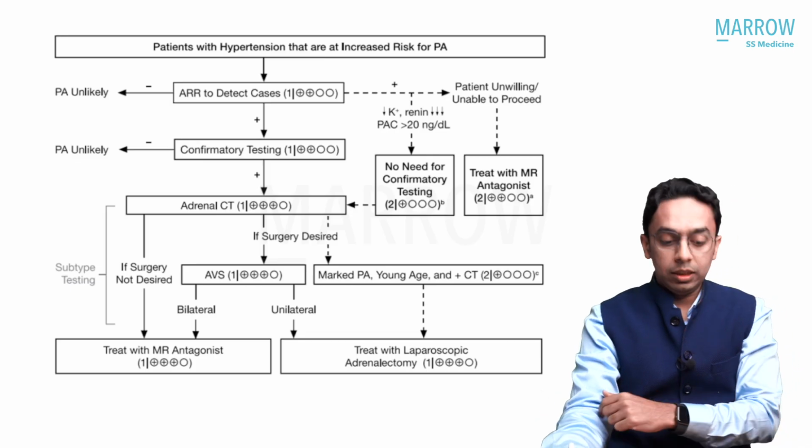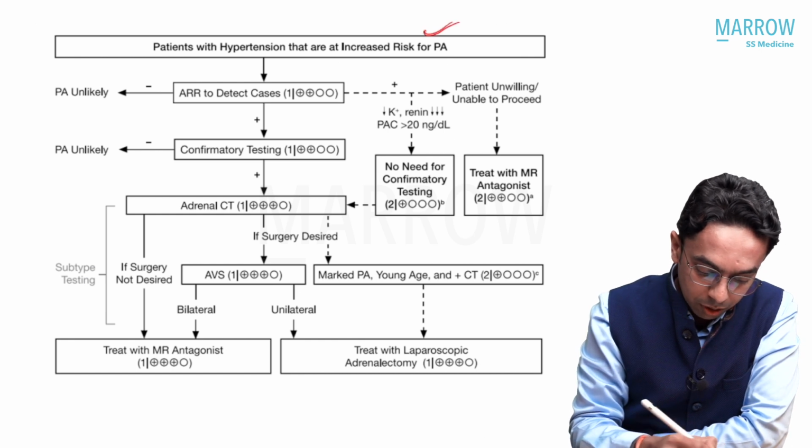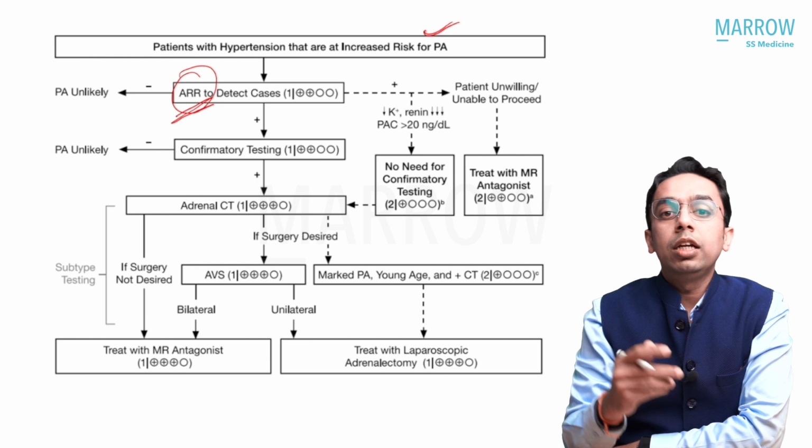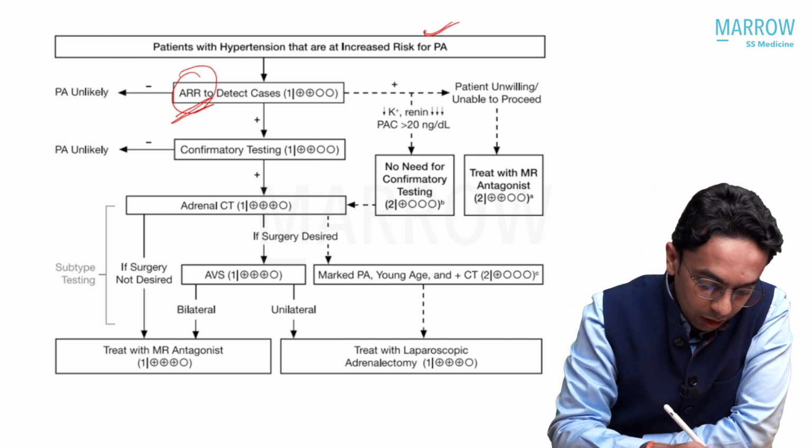First of all, the latest edition of Williams says that almost every hypertensive patient should be evaluated for primary hyperaldosteronism. Previously the cutoff was that resistant hypertension, hypokalemia, and young hypertension patients should be evaluated for primary hyperaldo. So what does the guideline suggest? Those who are at increased risk of primary hyperaldosteronism, we initially need to screen with ARR. All those patients we have to screen with ARR.